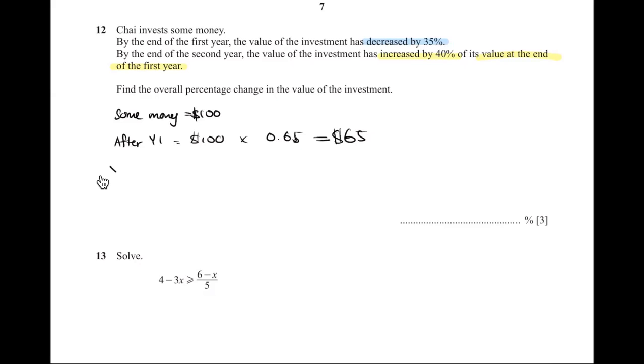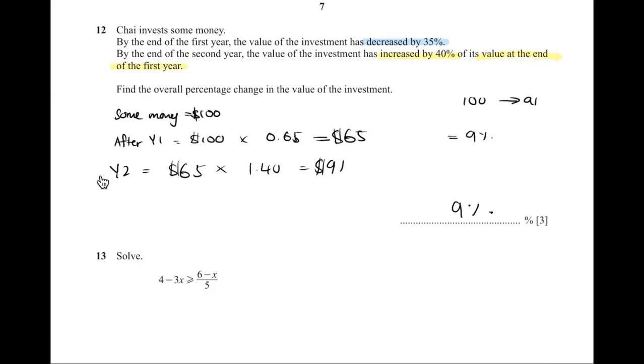And then year 2 increased by 40%, which is 1.4. So take 65 times 1.4, which is $91. So what is the percentage change? From $100 to $91, it's actually a 9% decrease.